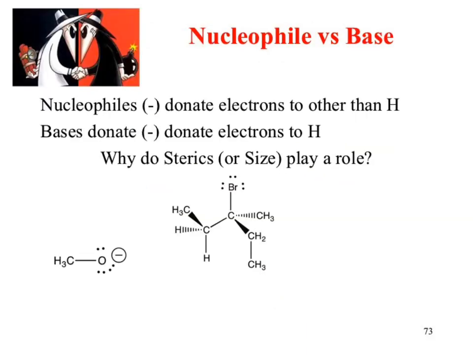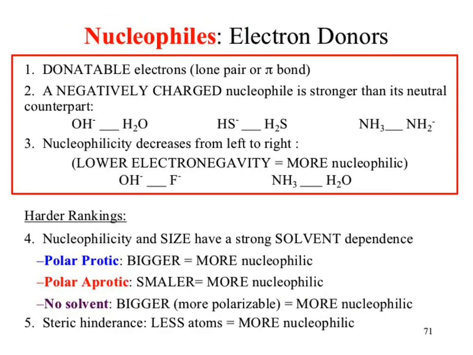Which gets us to really the last point on that slide, which really shouldn't have been under harder because it's kind of a really important thing. Number 5, steric hindrance. The fewer atoms around your nucleophile, the more nucleophilic it becomes. Why? What is the nucleophile reacting with? The substrate. Where in the substrate? With a positive charge. What positive charge?